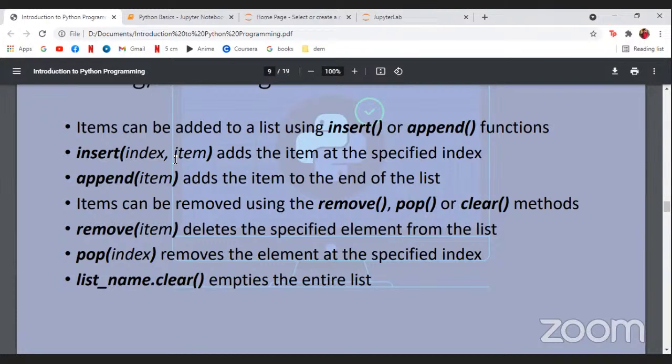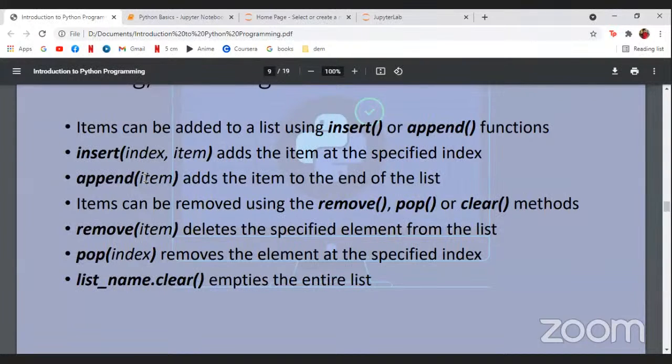So if I wanted to add the letter A as the 3rd index in the list, I would put insert 3, A in quotes, right? So that adds that specific item at whatever index I have specified. Append works in a different way because append just adds whatever item to the end of the list. So if you don't care about where it goes in the list, you can use append and provide the item as the argument. So that will just put it at the end.